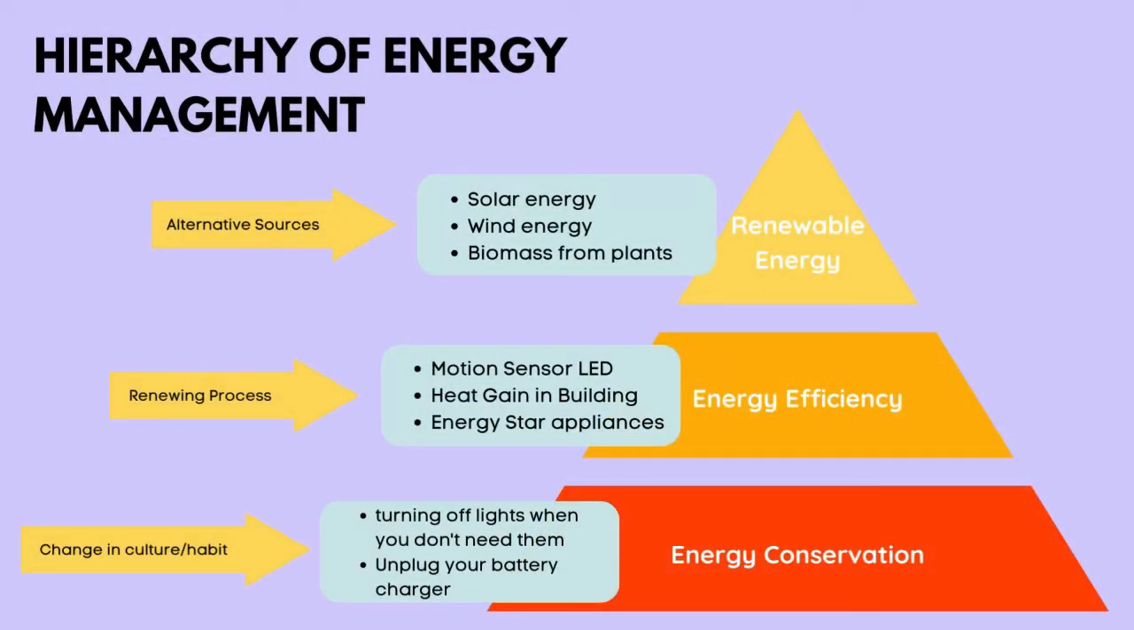The bottom one is energy conservation, which is behavioral change in culture or habit, such as turning off lights when you don't need them and unplugging your battery charger. The middle one is energy efficiency. For example, use motion sensor LEDs, reduce heat gain in our building, and also use Energy Star appliances like refrigerators, air conditioners, and others.